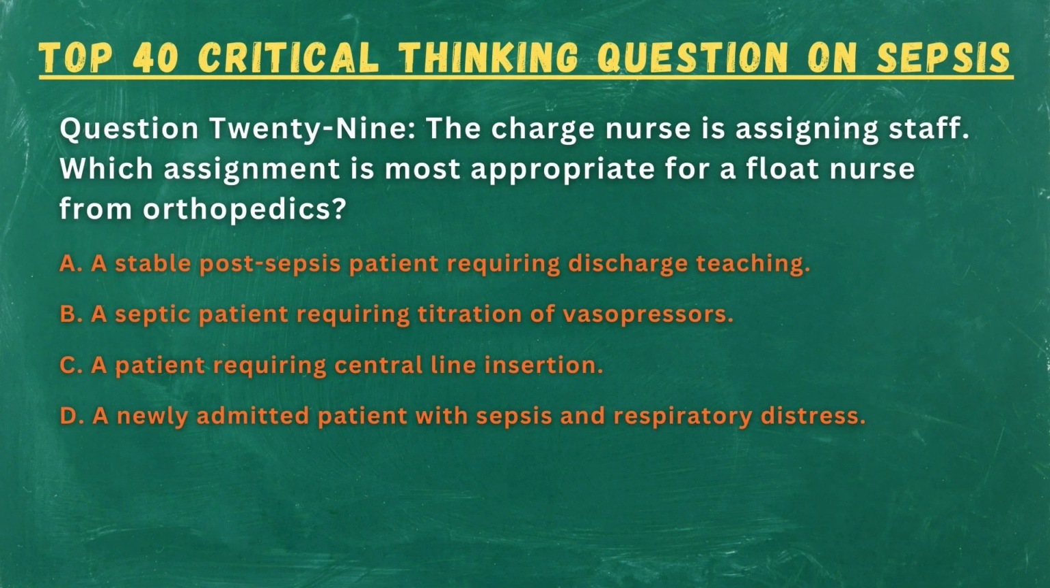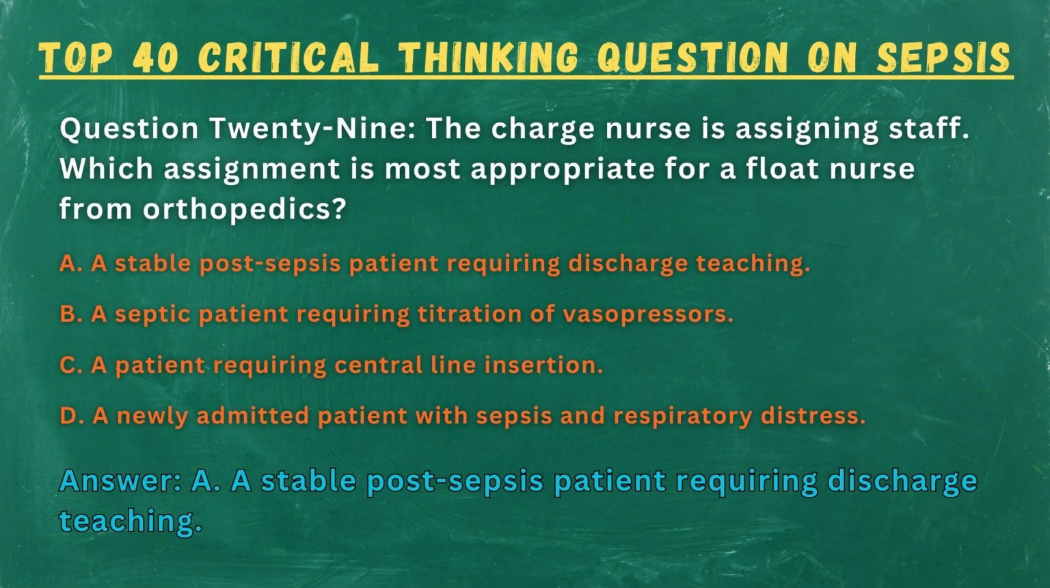Question 29. The charge nurse is assigning staff. Which assignment is most appropriate for a float nurse from orthopedics? A. A stable post-sepsis patient requiring discharge teaching. B. A septic patient requiring titration of vasopressors. C. A patient requiring central line insertion. D. A newly admitted patient with sepsis and respiratory distress. Answer: A. A stable post-sepsis patient requiring discharge teaching.